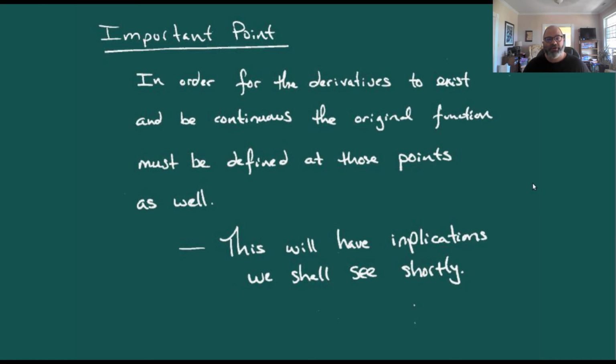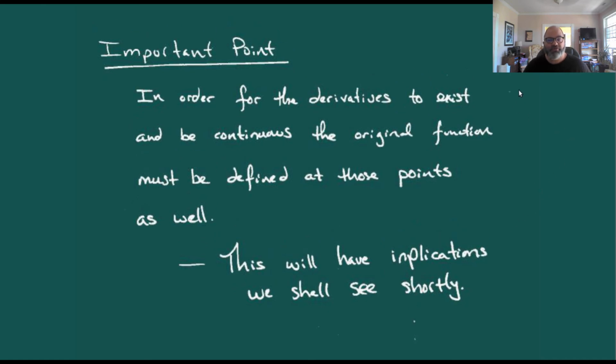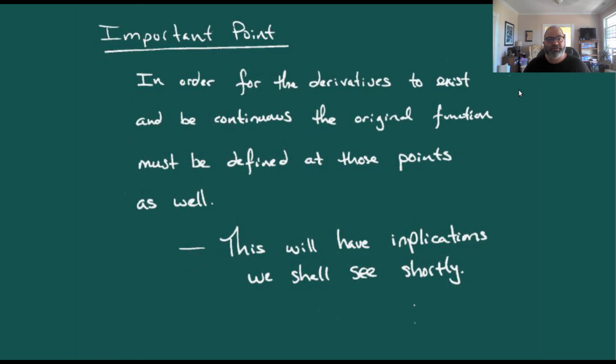Now, an important point that goes along with this is that in order for these derivatives to exist and be continuous, the original function must also be defined at those points as well. Now, we may be presented with just a vector field and we can ask the question, is this the gradient of some function? That's a different question than being presented a scalar field and then computing the gradient from that. And so this will necessarily have implications that we'll see coming up pretty soon.